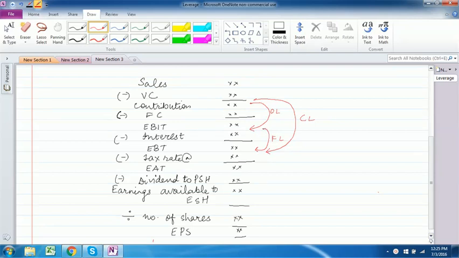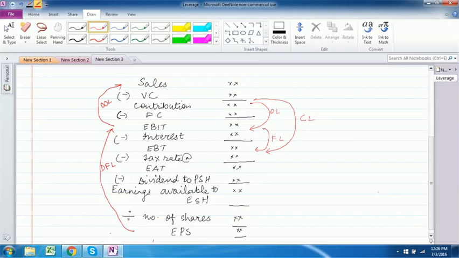Now coming to the formulas of degree of operating, financial and combined leverage. We start with EBIT and we go to sales. So what will be the formula here? Percentage change in EBIT divided by percentage change in sales. This is your degree of operating leverage. What is degree of financial leverage? You start with earning per share and you end your arrow at EBIT. This is degree of financial leverage. That is, percentage change in earning per share is to be divided by percentage change in EBIT.